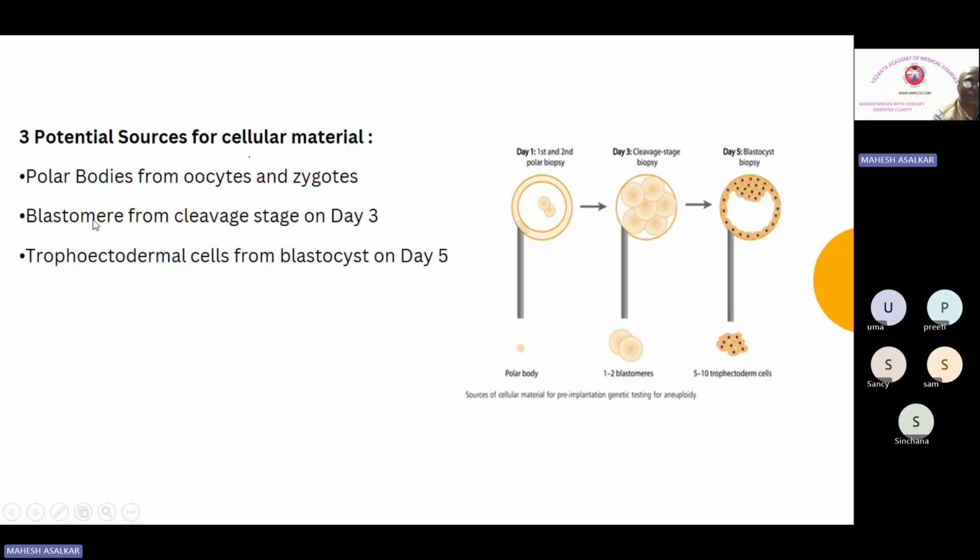Then second source is a blastomere from cleavage stage on day 3. So on day 3, you can take a cleavage stage biopsy. You can take blastomeres from the cleavage stage. Okay, that is a cleavage stage biopsy. Third is a trophectodermal cells from blastocyst on day 5. Okay, you can take 5 to 10 trophectodermal cells, okay, on day 5. So these are the three potential sources for the genetic material.